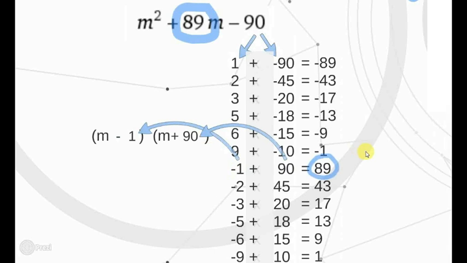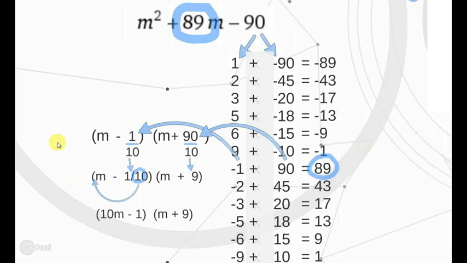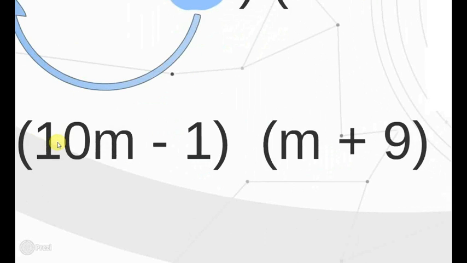And once I have those 2 numbers, I divide them by 10 because I originally multiplied by 10 in the first step of the problem. And then I reduce those numbers if at all possible. 1/10 does not reduce. 90 over 10 reduces to 9. Now I've got this term, my 10, in the denominator of these values, so I'm going to have to pull it out in front of the variable within its parentheses. So my final answer then is 10m minus 1 times m plus 9.